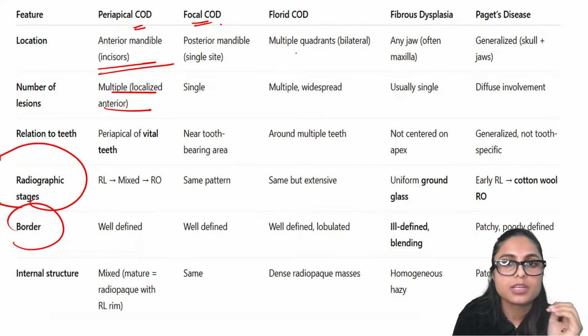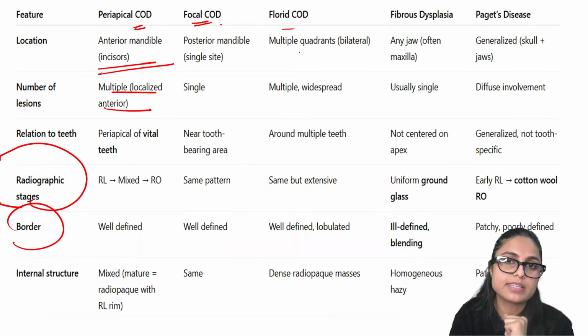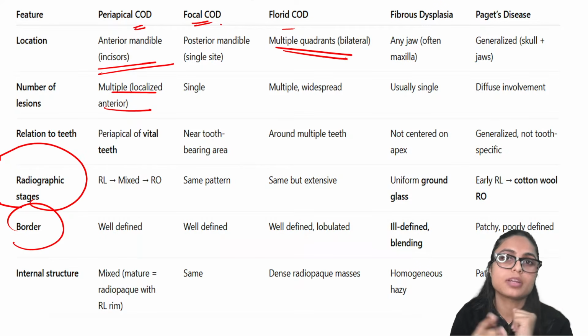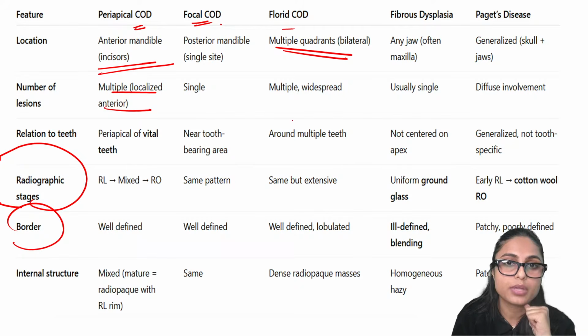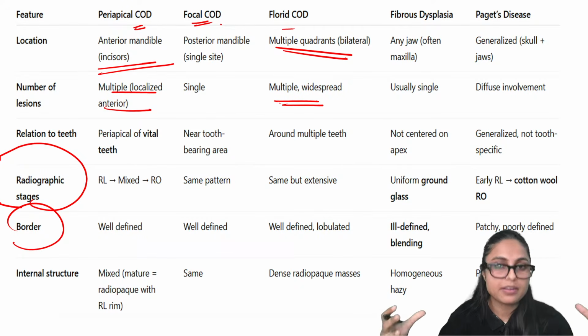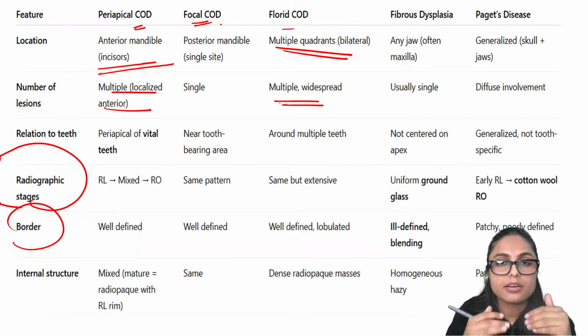Florid cementoosseous dysplasia involves multiple quadrants. It is multiple and widespread. Now, relation to the teeth.